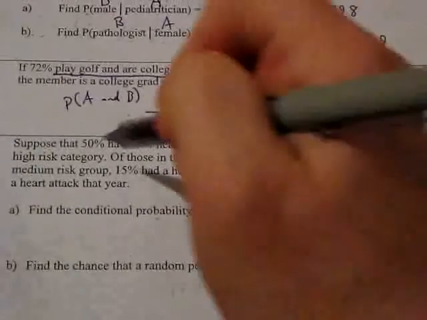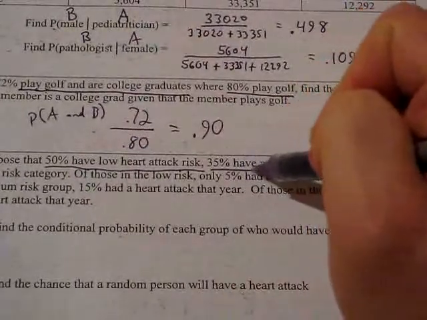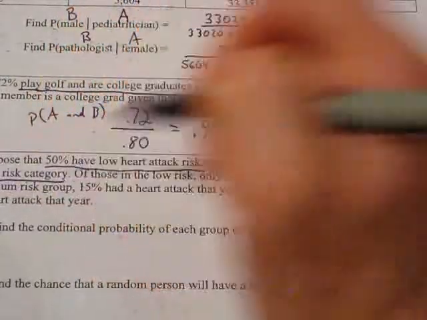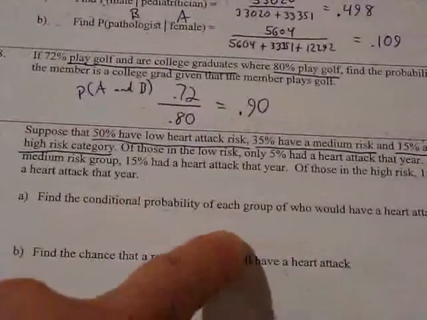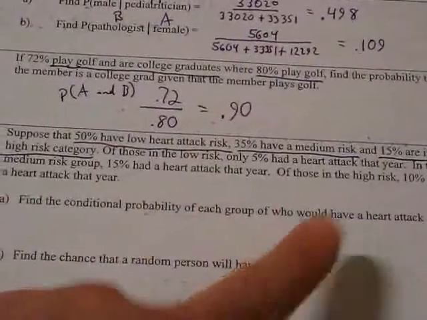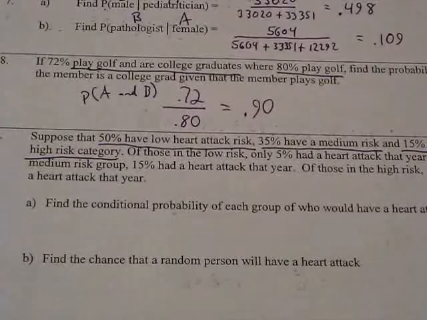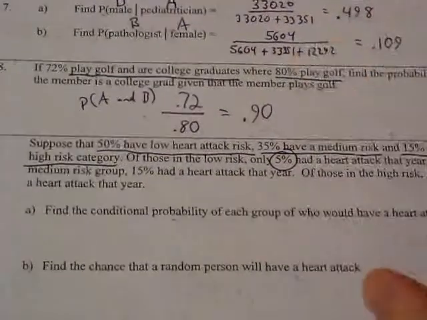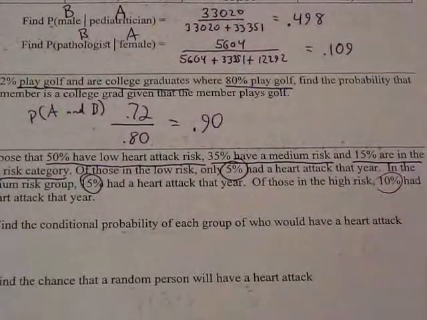So let's suppose that 50% have a low heart attack risk, 35% have a medium heart attack risk, and 15% are in the high risk category. Looking ahead, we're going to find the conditional probability of each group having a heart attack. Let's say within that year we looked at those three groups, high, medium, and low risk. In the low risk group, only 5% had a heart attack. In the medium risk, 15% had a heart attack. And in the high risk, 10% had a heart attack.